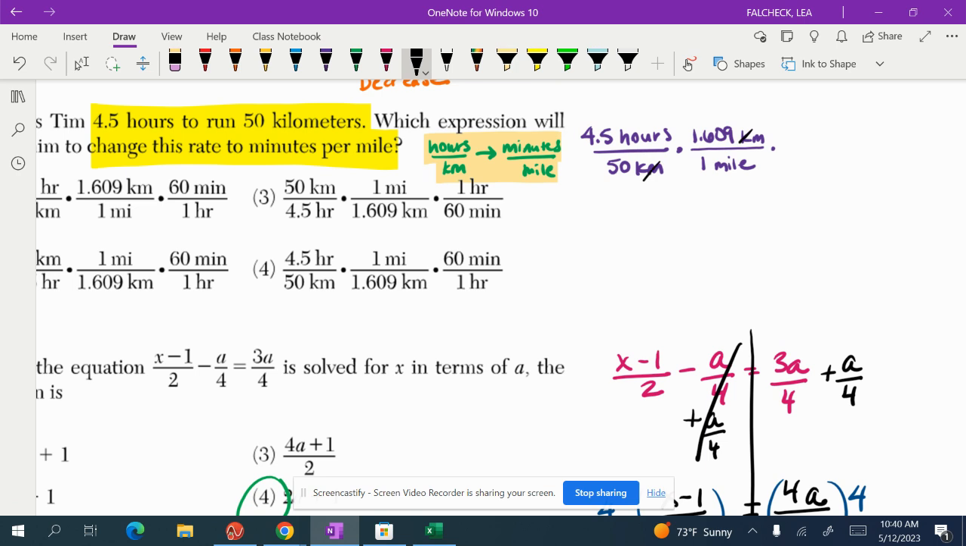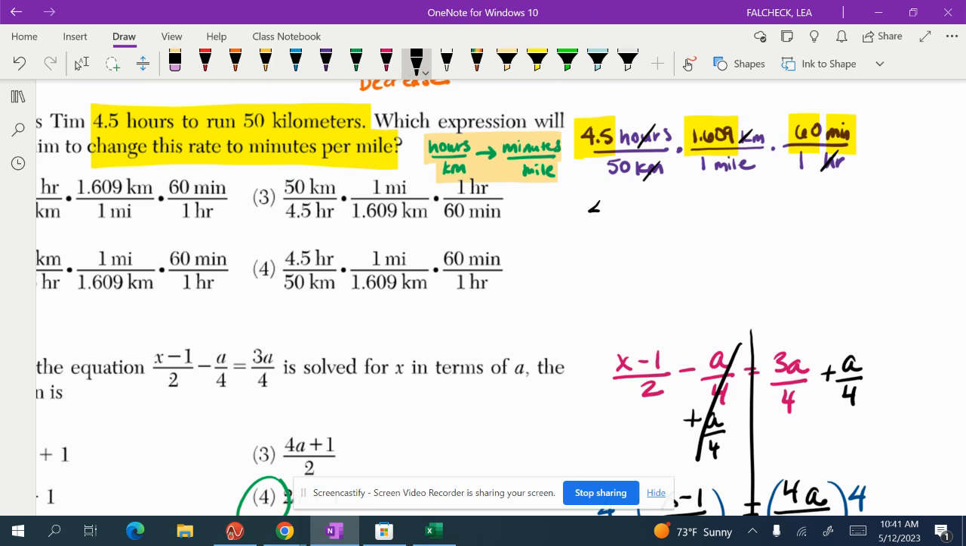Okay, now I need to convert the hours into minutes. So in order for the hours to cancel, I need to put hours down here. So how many minutes are in 1 hour? 60. So I'm going to go ahead and cancel my units of hours, and I'm going to put what I am left with into my calculator.